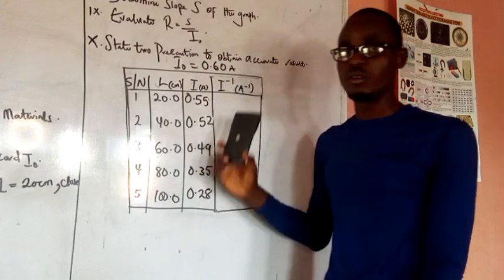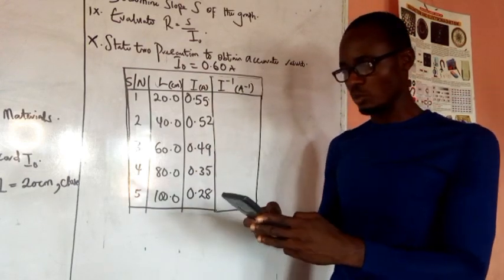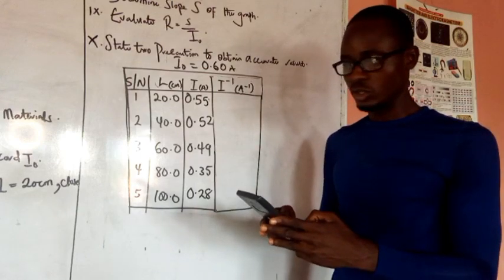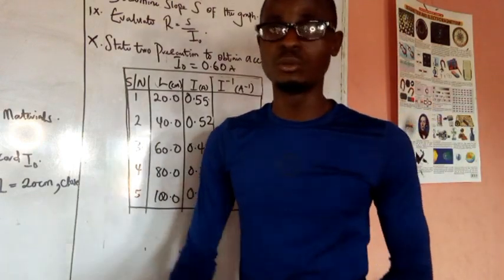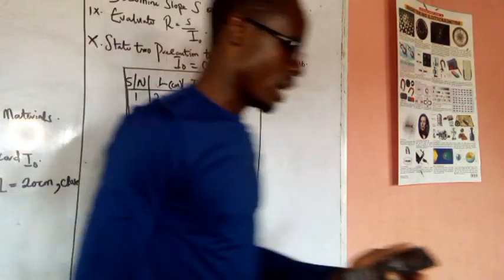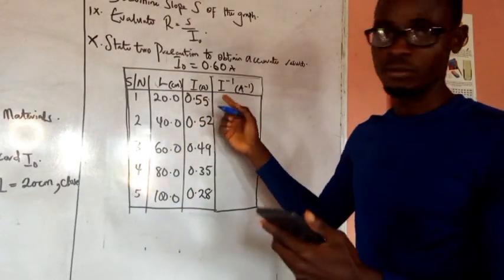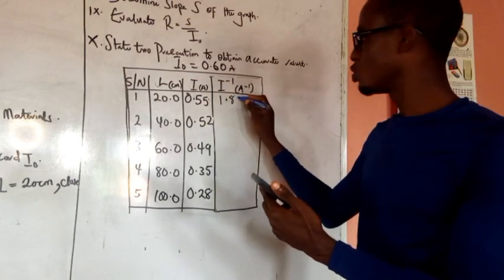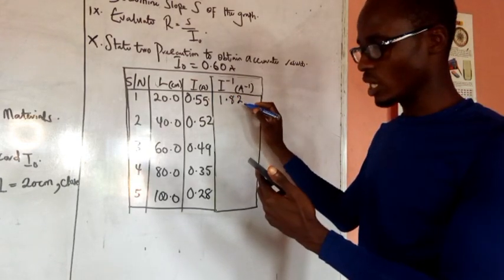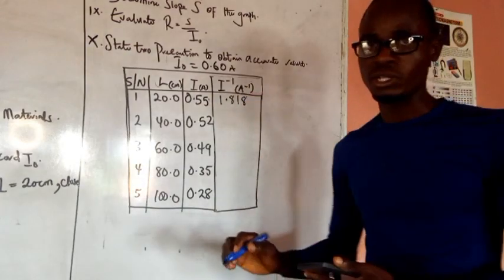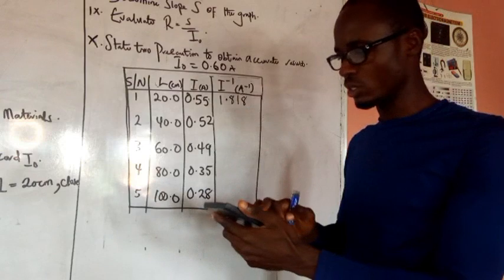So in this case, we are meant to evaluate the I inverse. So on doing that, I'm going to have 1 over 0.55 to give me 1.818. So I have to leave that in 3 decimal places. Since I'm making my evaluations, the table should be in 3 decimal places.